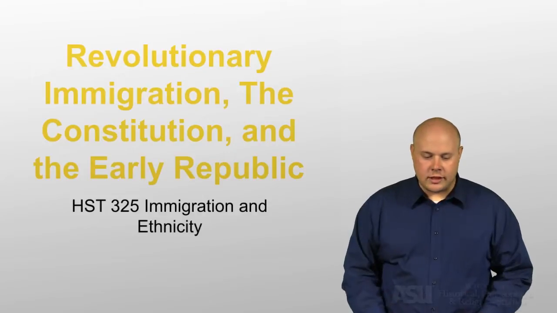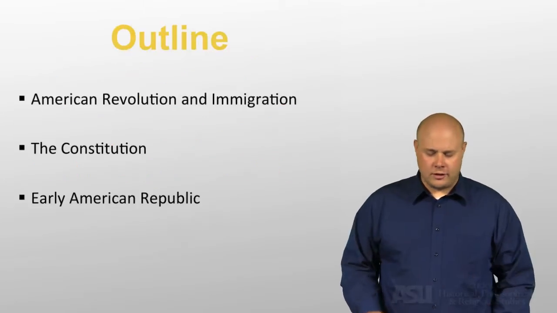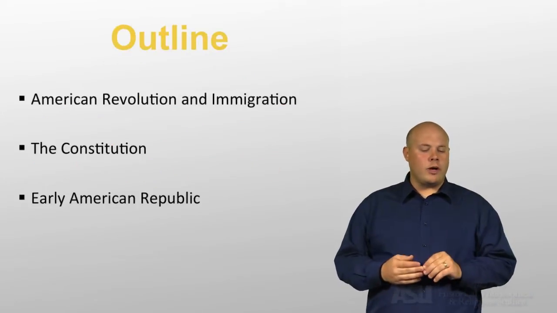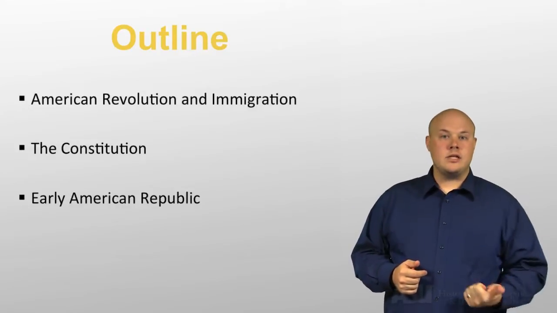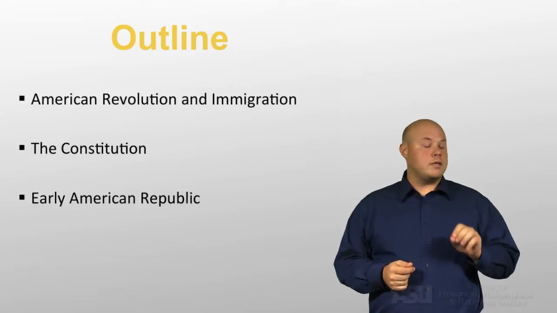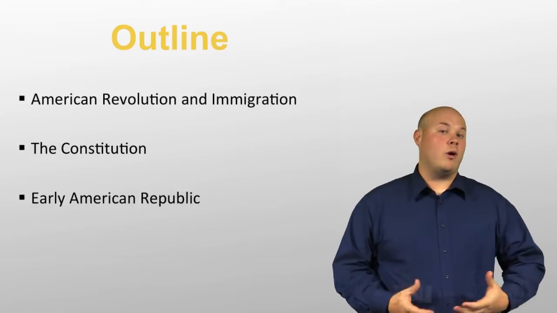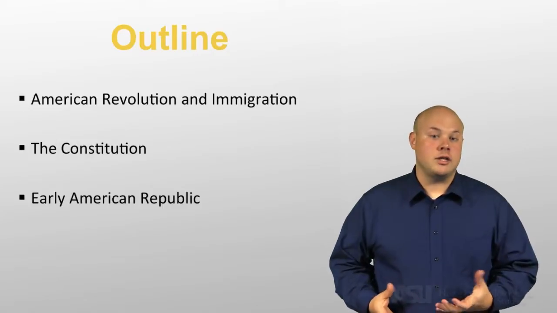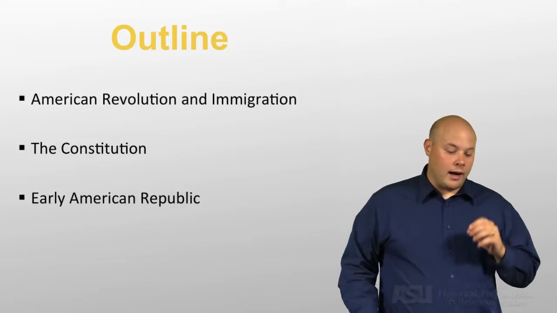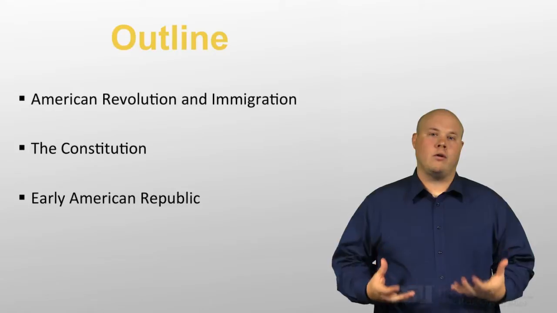Because what is really interesting, before I go to the outline, let's just go to the outline. What are we going to talk about today? We're going to talk about the Revolution, what it does to American immigration. We're going to talk about the Constitution and what it says about immigration. Spoiler alert, not much, but we'll talk about why. And then we're going to talk about the early American Republic.